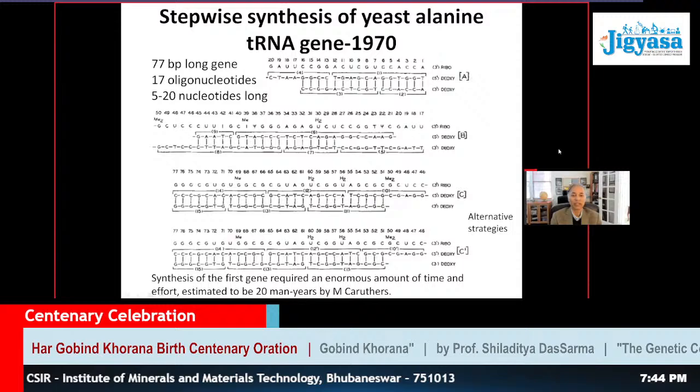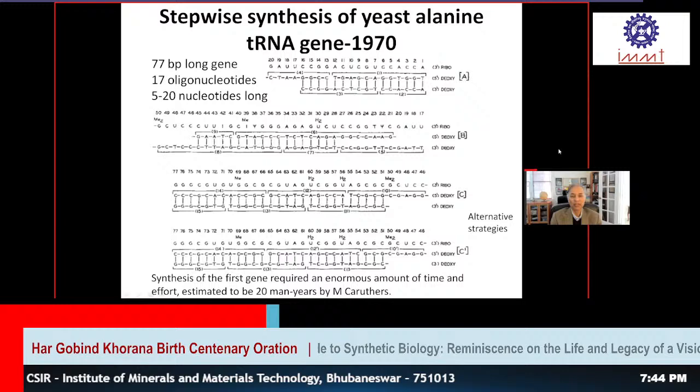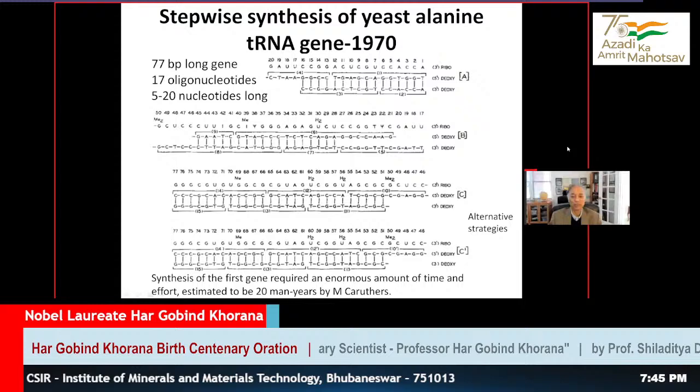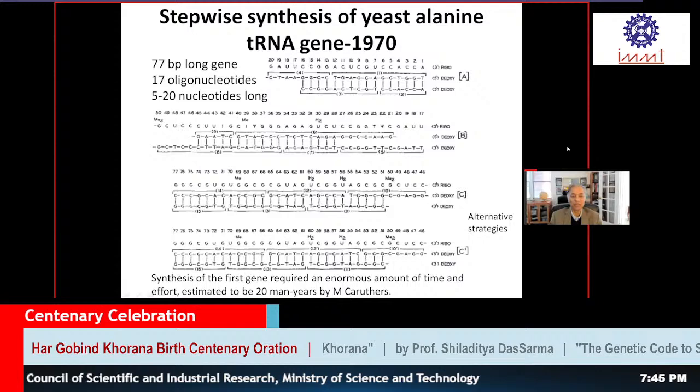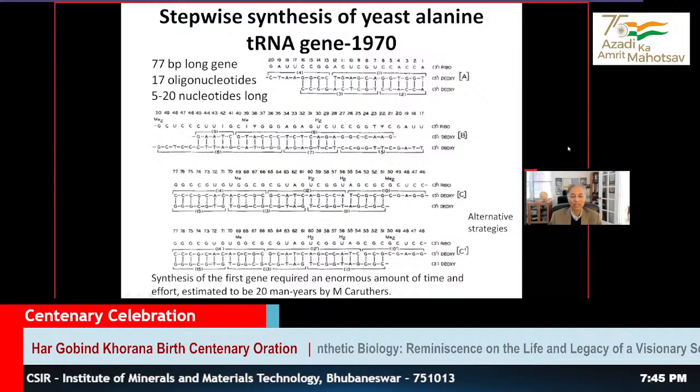And then for the third segment, there were two alternative strategies. One worked better than the other because of chemical properties of specific oligonucleotides. And Marv Caruthers, who was instrumental in the synthesis of oligonucleotides in the Khorana lab and then beyond, mentioned that the synthesis of the first gene required an estimated 20 man-years of work.